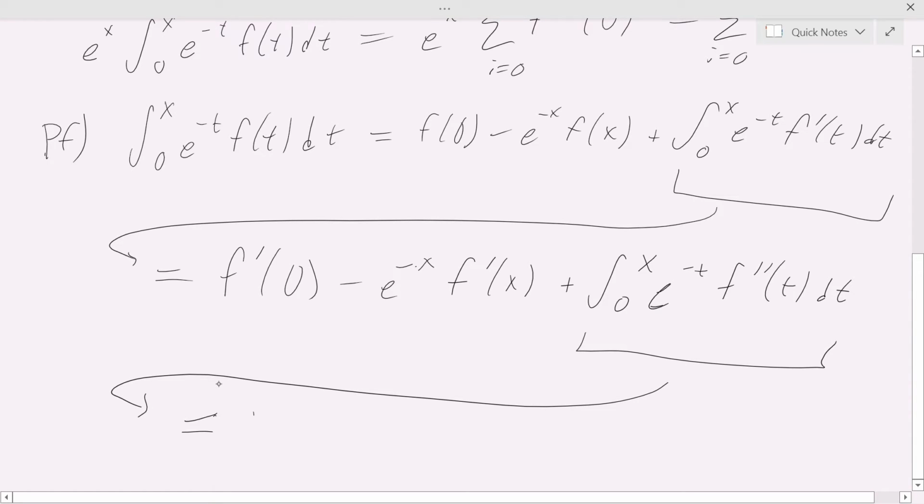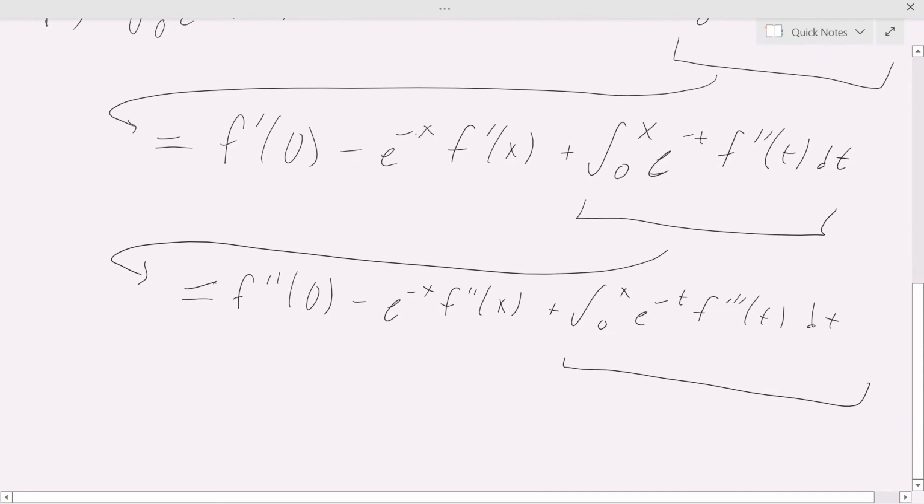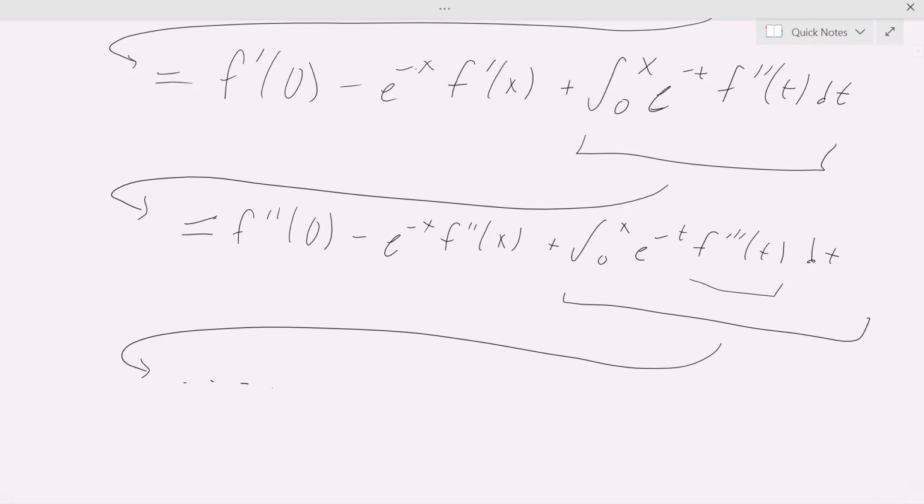Well, it's going to be f double prime of 0 minus e to the minus x times f double prime of x plus the integral from 0 to x of e to the minus t times f triple prime of t dt, and so on. And so you could ask, well, we could just keep doing this over and over. When does it stop? Well, the answer is it stops once this derivative vanishes. Because, again, f is a polynomial, so upon some derivative, it's going to be completely 0.